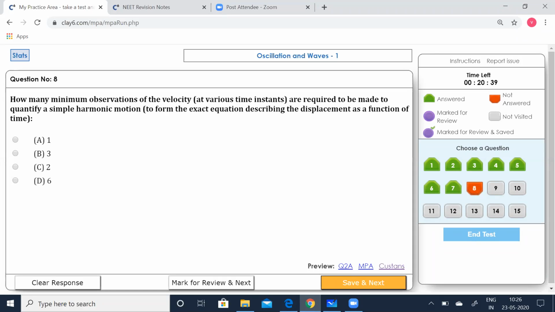How many minimum observations of velocity are required to quantify a simple harmonic motion to form the exact equation describing the displacement as a function of time? Which can be the correct option in this? Earlier we saw a similar question like this. So 3 measurements are needed to solve for A, omega and phi. That means 3 unknowns are there, so it should be 3.